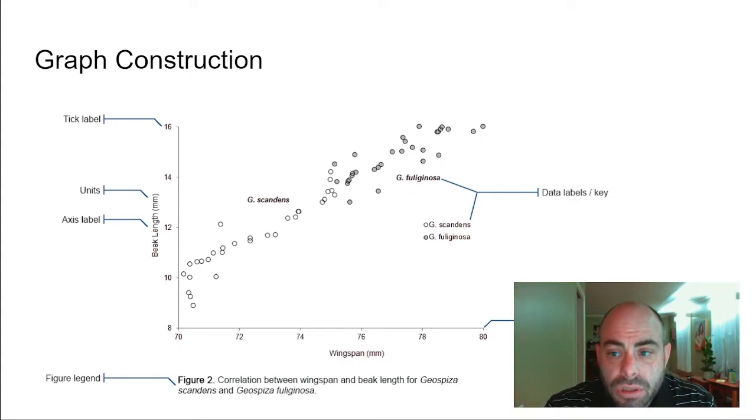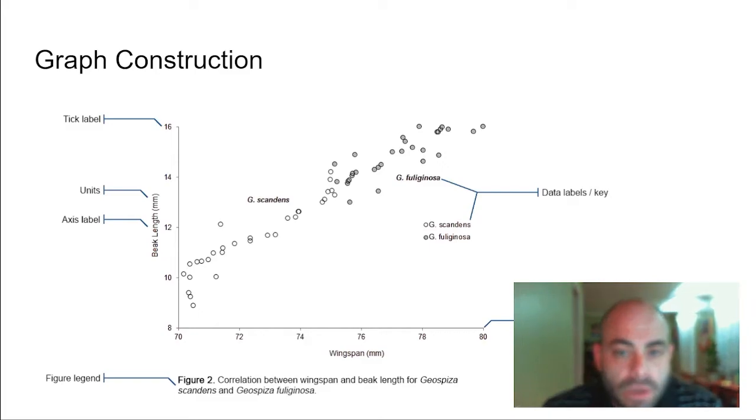Of course, orientation of the graph is important. Make sure your axes are correct. Your dependent variable is on the y-axis and your independent variable is on the x-axis. In a scatter plot like this, it doesn't necessarily matter because you're just comparing two variables. But in a controlled experiment where you're having measurements that are based upon something else, those axes will definitely matter. And so determining your variables at the beginning is important.